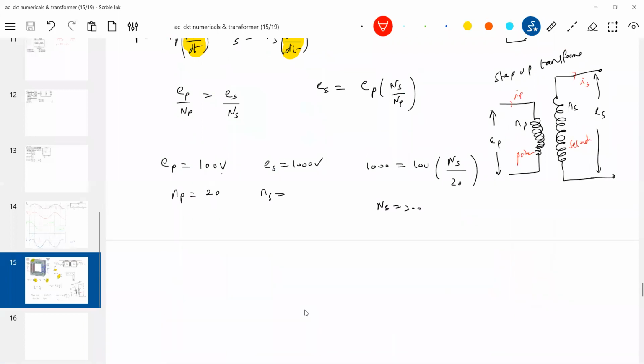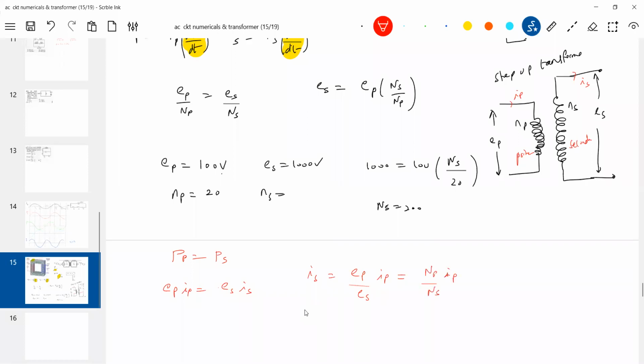What was the power available at the primary circuit? That should be equal to the power available at the secondary circuit, because energy should be conserved. The power available at the primary circuit is EP into IP. The power available at the secondary is ES into IS. So when you step up, when you increase the voltage from 100 to 1000 volt, what should decrease? The current should decrease. How can you see? Let's write the equation for IS here. IS equals EP by ES into IP. What is EP by ES?